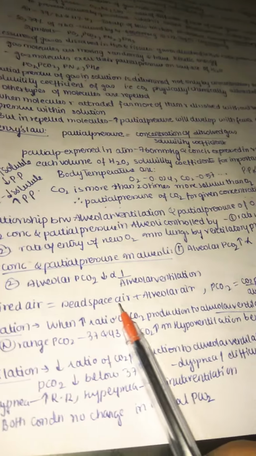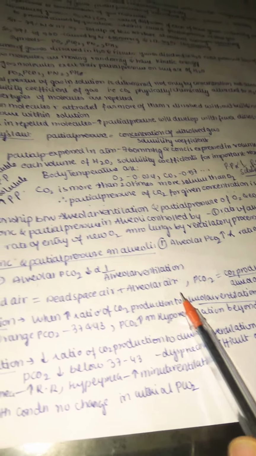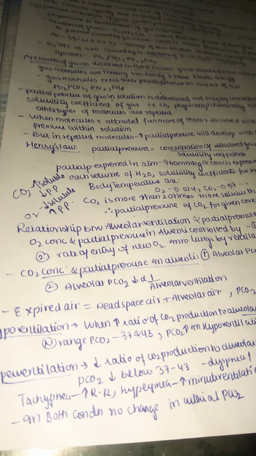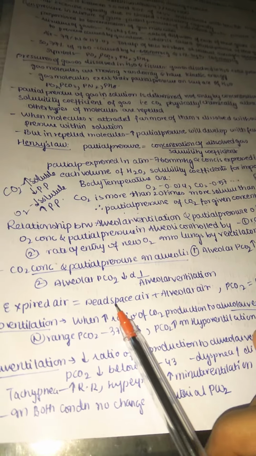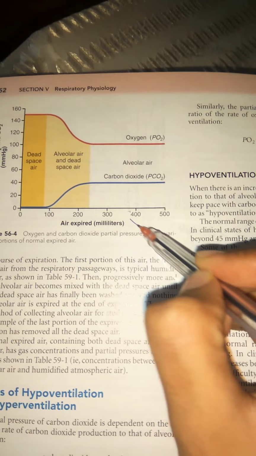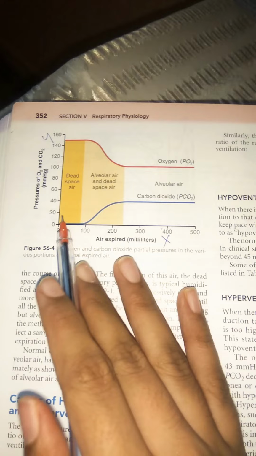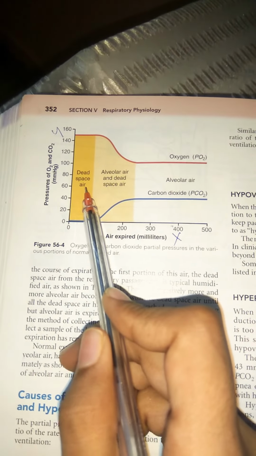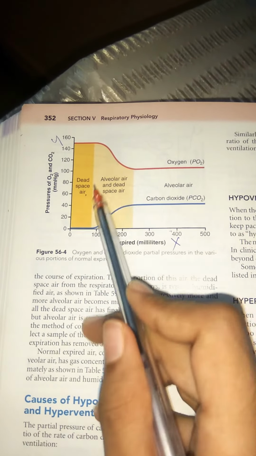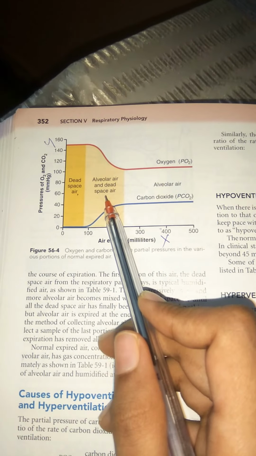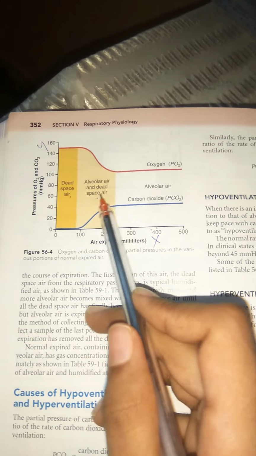So next let us see that expired air is equal to dead space air plus alveolar air. So actually during exhalation the air contains both dead space air and also alveolar air. So here in this graph we can see air expelled on the x-axis, and on the y-axis the pressure of oxygen and carbon dioxide. So you can see the first expelled air is the dead space air, and after that the alveolar air is expelled out mainly.